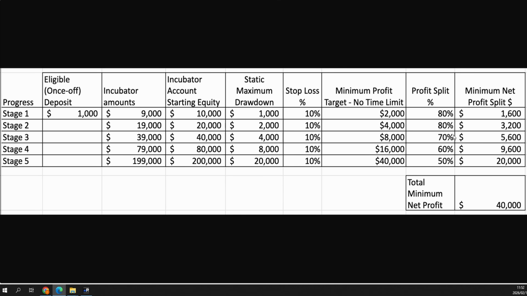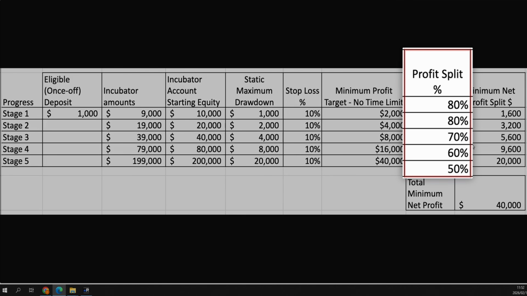The only difference here is that our profit split lowers. So as you get to stage 3 at 70%, then stage 4 is 60%, and stage 5 is 50%. So we're making a little bit less, but the accounts are so much bigger that the actual profit in dollar terms is massive. So you've got the formula. I'm going to leave it up to you to work out, if you want to, what you could make in stage 3, 4, and 5.